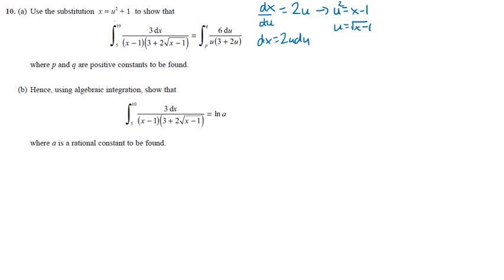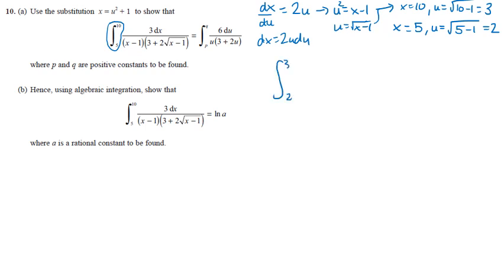The other thing that we've got is limits here, so we'll need to change those as well. We'll use u is equal to root x minus 1. So when x is equal to 10, u is equal to root of 10 minus 1, which is root 9, which is 3. And when x is equal to 5, u is equal to the root of 5 minus 1, so root 4, which is 2. So p is 2 and q is 3. They're the new limits. So we're just going to put everything together now.